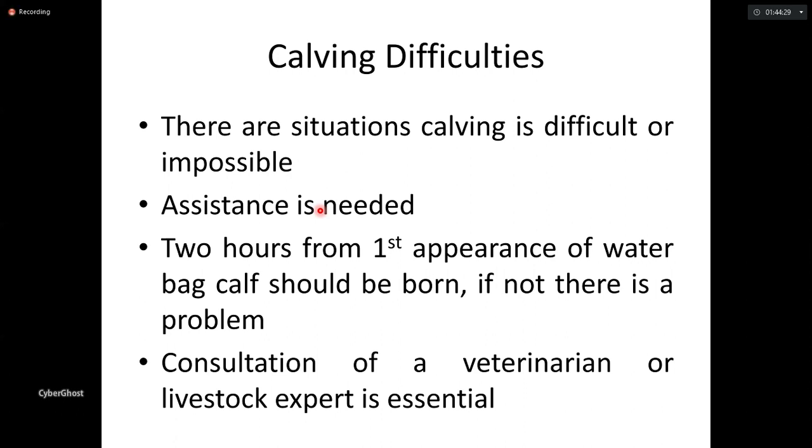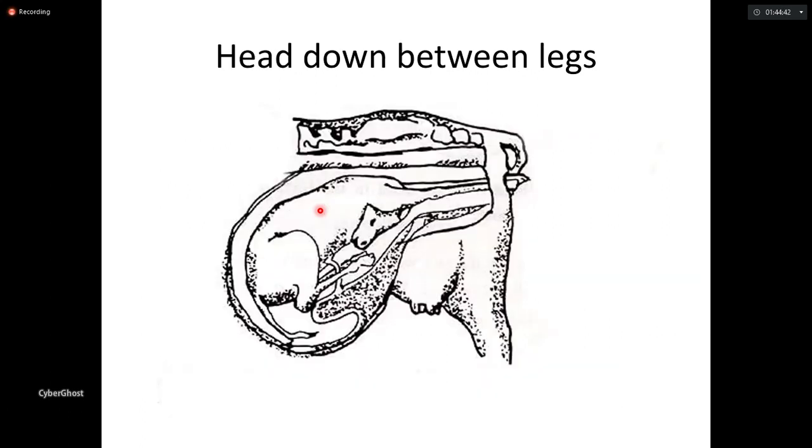So then what we have to do is consult a veterinarian if available. If not, there are some well-trained livestock management personnel. We have to get the support of this person just to help the mother animal to support this parturition process, right? So in some cases, you might be seeing it like this. Yes, of course, the front legs are coming first, but the head is down between the legs.